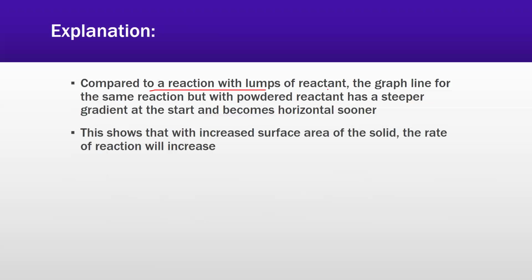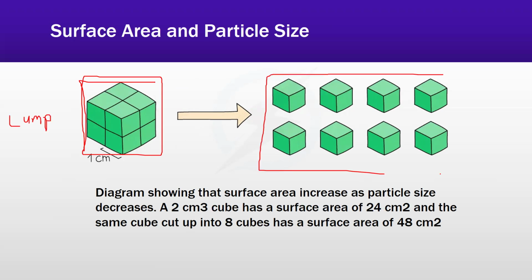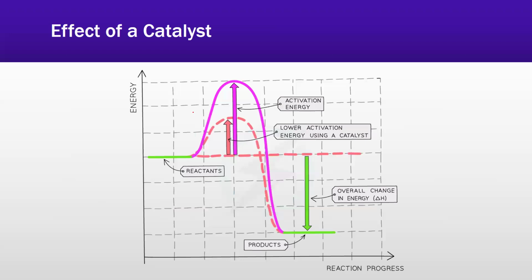Compared to a reaction with lumps of the reactant, the graph line for the same reaction but with powdered reactant has a steeper gradient at the start and becomes horizontal sooner. This shows that with increased surface area, the rate of reaction will also increase. Now see, if you have lump size particles, this is a lump size particles. But when you have broken particles, very fine particles, they are going to have a larger surface area. There is also the effect of a catalyst, because what does a catalyst do?